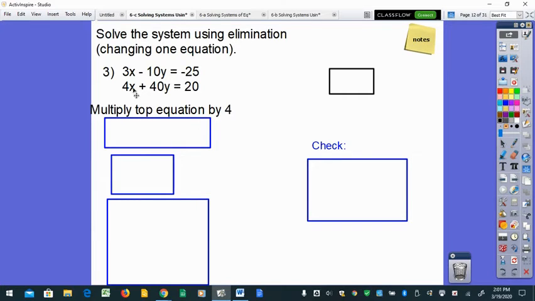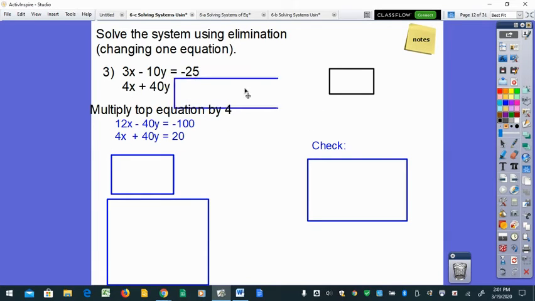So I'm going to multiply this top equation right here by 4. So 3x times 4, the -10y times 4, and the -25 times 4. When I do that, 3 times 4 would be 12 with the x, -10 times 4 would be -40 with the y, equals, and -25 times 4 would be -100. And now we're back to having what we need, so we can simply add down and eliminate the y. So I'll get 16x, plus a 0 pair, equals, and -100 plus 20 is -80.